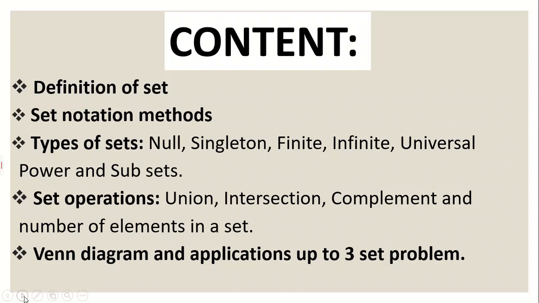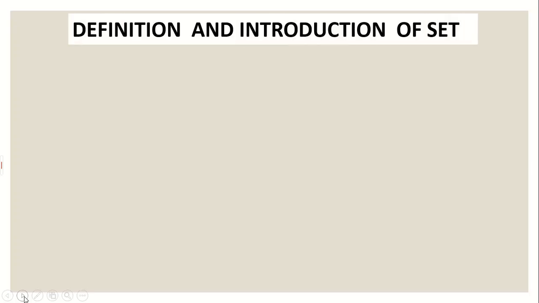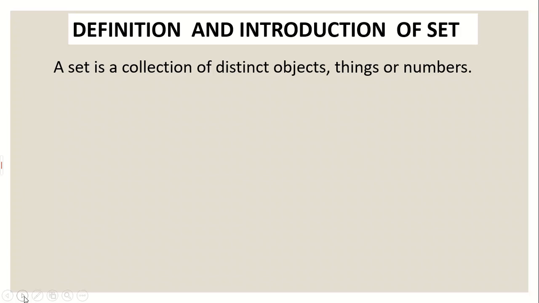So those are the contents of what we are going to do. Now, the first aspect is to look at the definition and introduction to sets. A set is a collection of distinct objects, things or numbers. That is the simple definition of a set. It means a group of anything, like a group of students, a set of books.